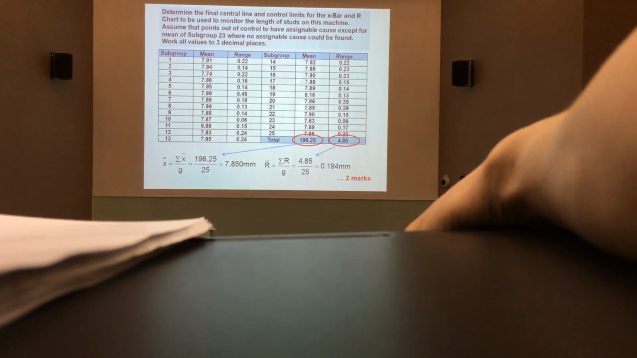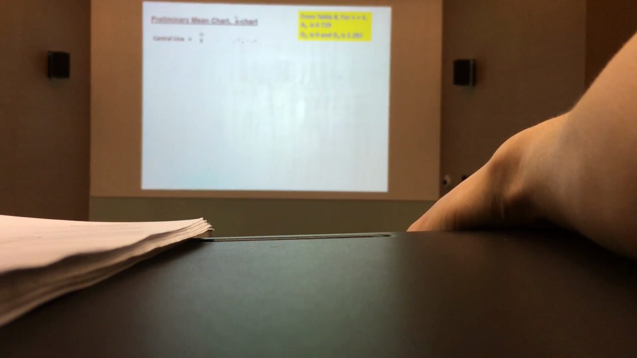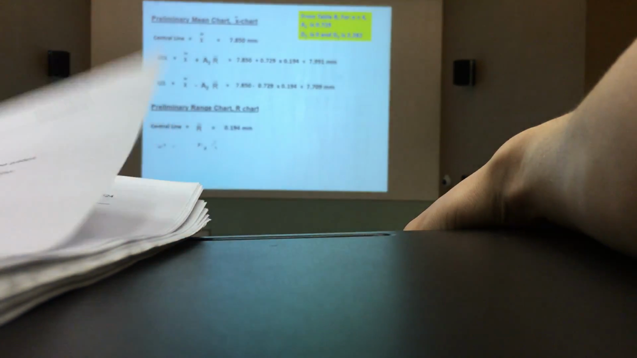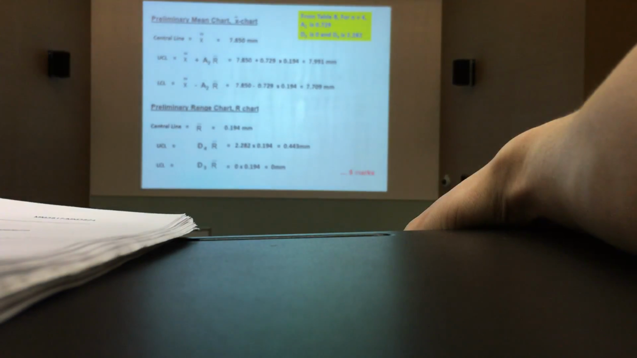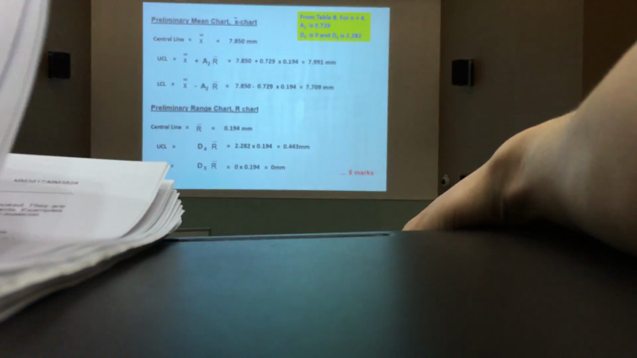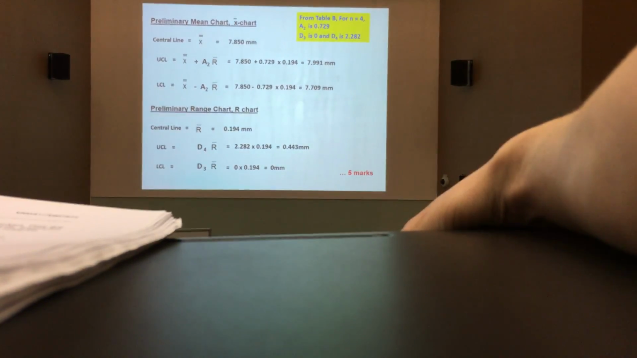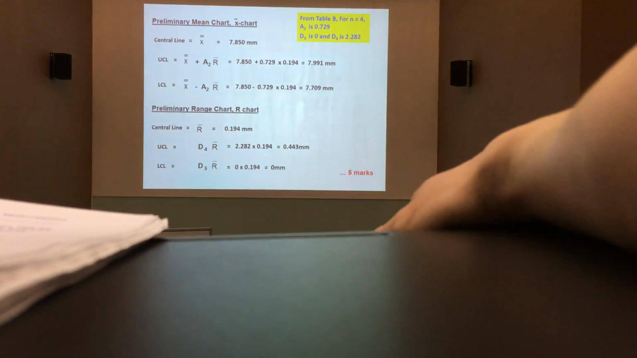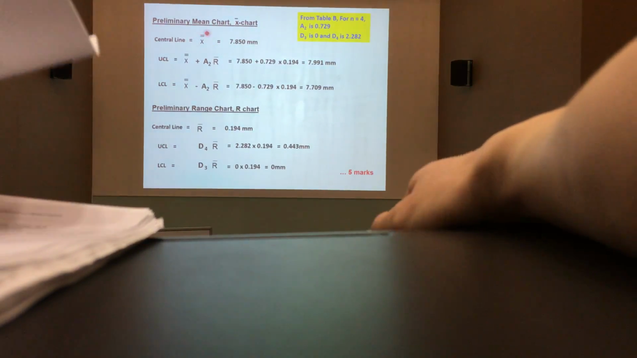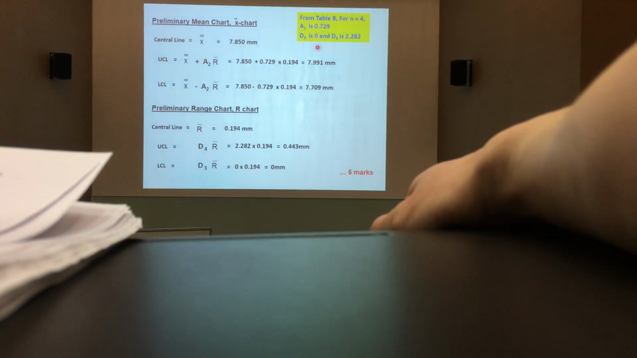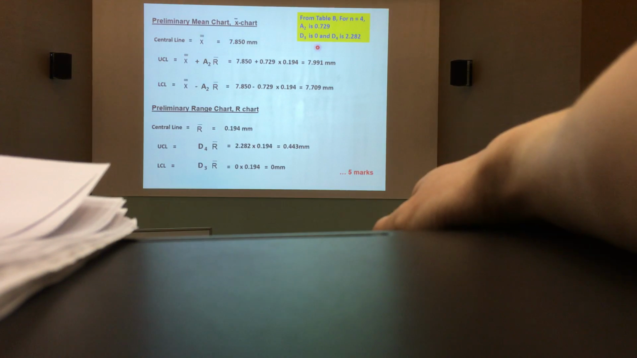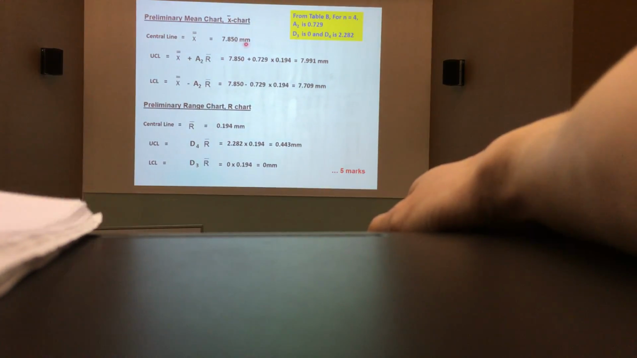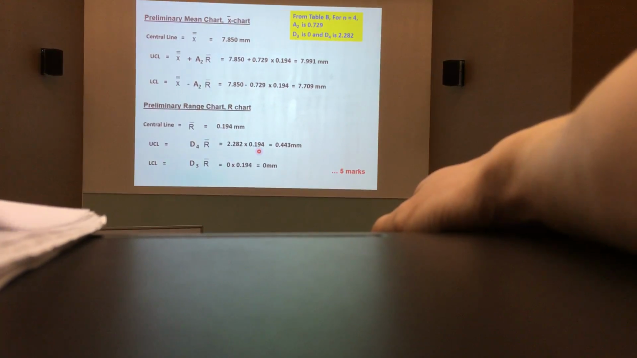After this, you will need to calculate the first set of control limits, based on the X bar that you calculated and the values that you get from the table. Remember, no formulas are given, so you must know how this is calculated.